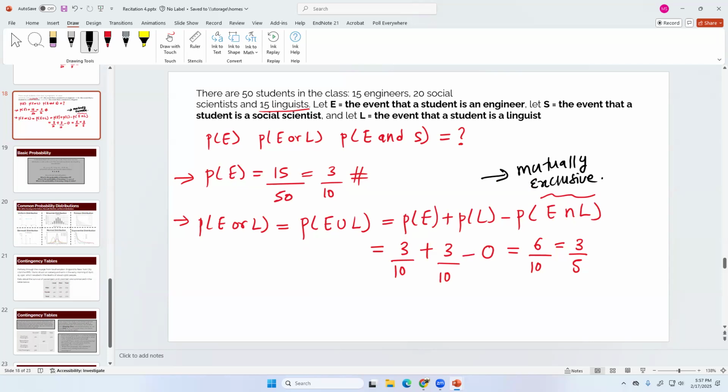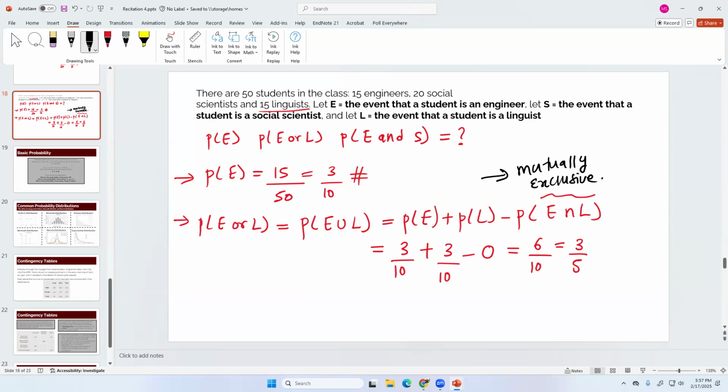What mutually exclusive means is that two events cannot occur together at the same time. Okay. So an example of a mutually exclusive event is when you pick a card from a deck of cards, you cannot pick a card with a heart and a spade at the same time, right? So the two events are mutually exclusive.